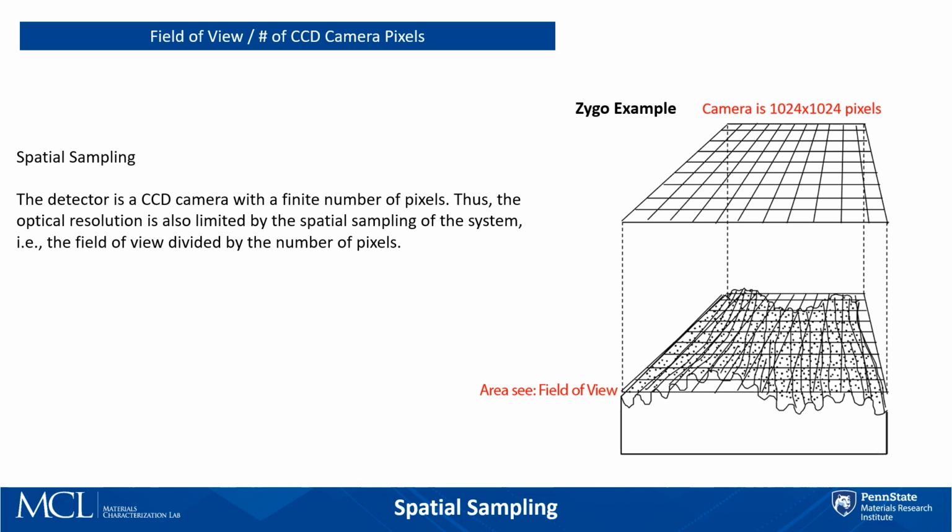The 50x objective has a 175 micron field of view. Doing the math again, we're going to end up with about a 170 nanometer pixel size. So very different pixel sizes, just switching between objectives.